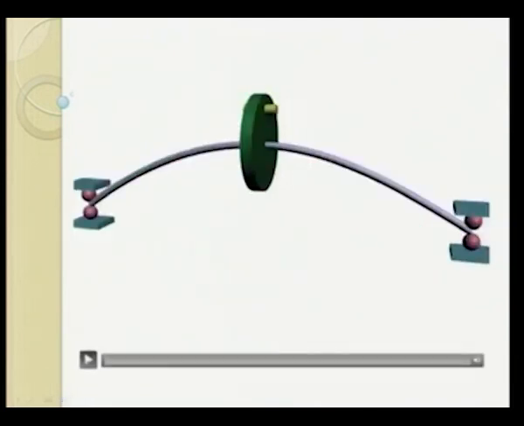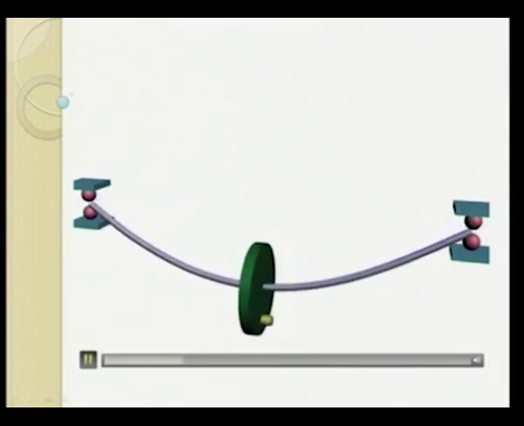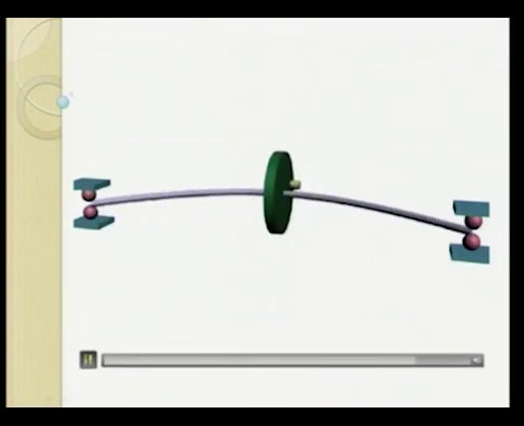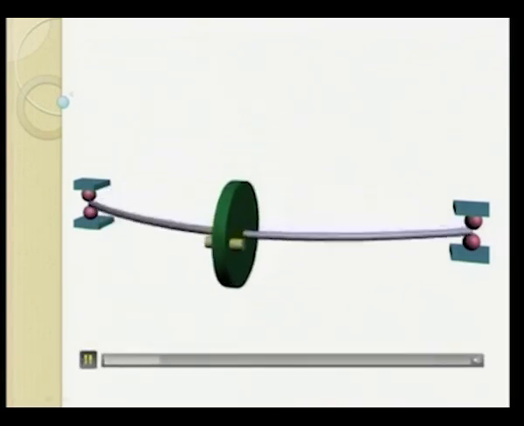This is the Jeffcott rotor which is mounted on simply supported bearings. The disc is at the center. Here we will see the motion of the disc, in which there is no tilting of the disc taking place.